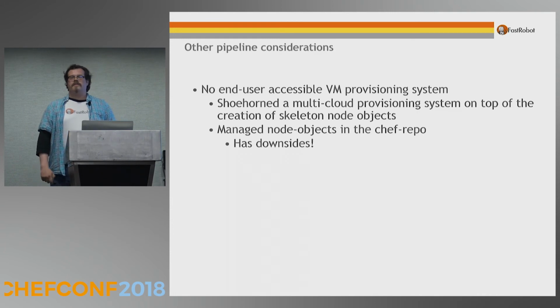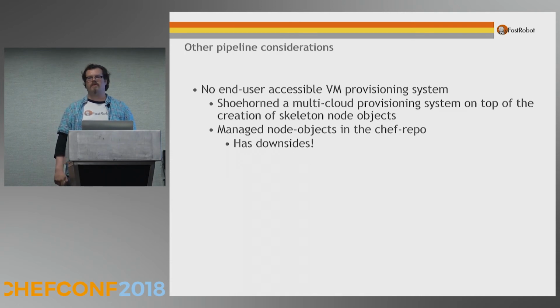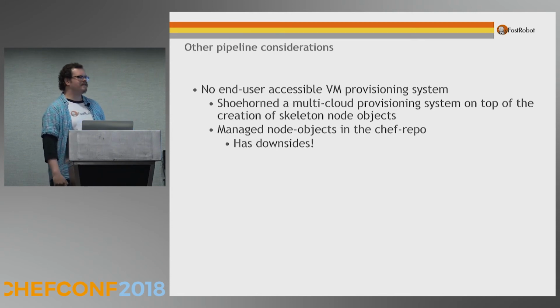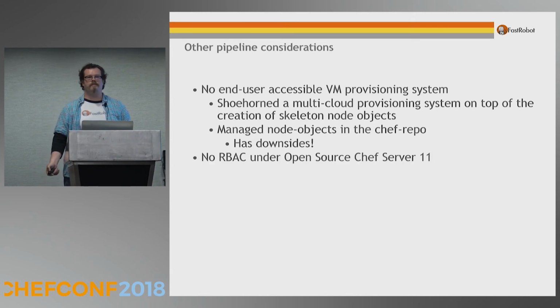This has downsides. I'll get into them in a little bit, but there were some scaling issues with it, and of course the repo itself grew ginormous. But this system did work, and I'll talk a little bit more about where we went with it. Other things that led us to go into this era, open source Chef 11 at the time.